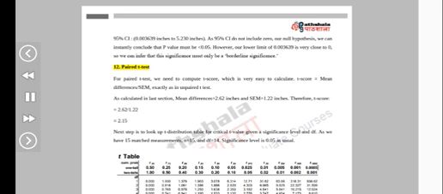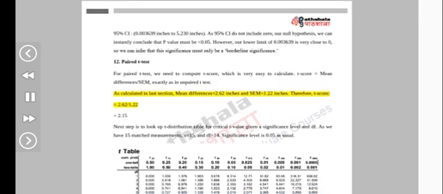12. Paired t-test. For the paired t-test, we need to compute the t-score, which is very easy to calculate. The t-score equals mean difference divided by SEM, exactly as in the unpaired t-test. As calculated in the last section, the mean difference equals 2.62 inches and SEM equals 1.22 inches. Therefore, the t-score equals 2.62 divided by 1.22.